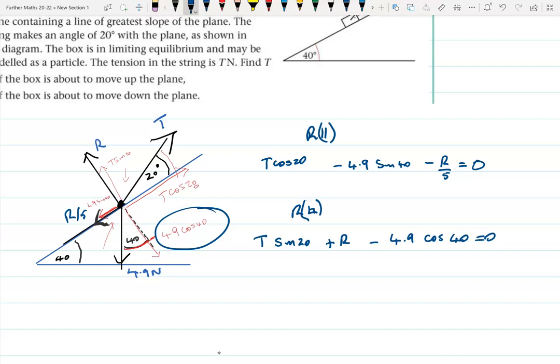So we're going to substitute for r, because from this equation here, we've got r equals 4.9 cos 40 minus t sine 20. Okay, so we've got those two, so we can substitute for r. From that r, we can substitute into there.